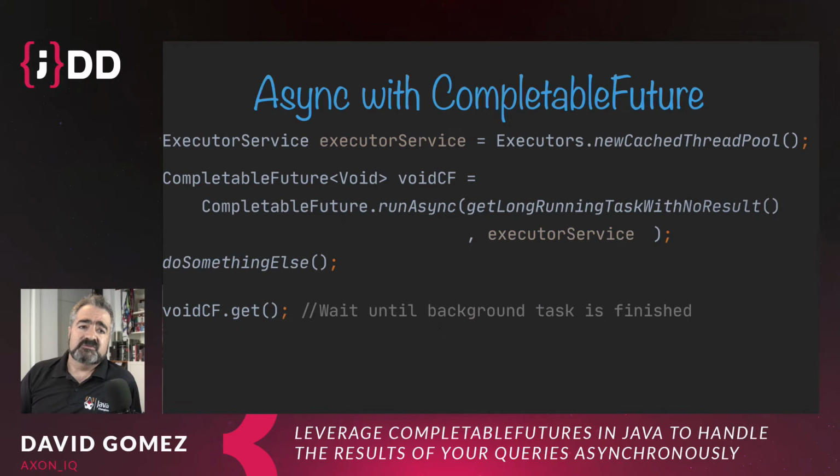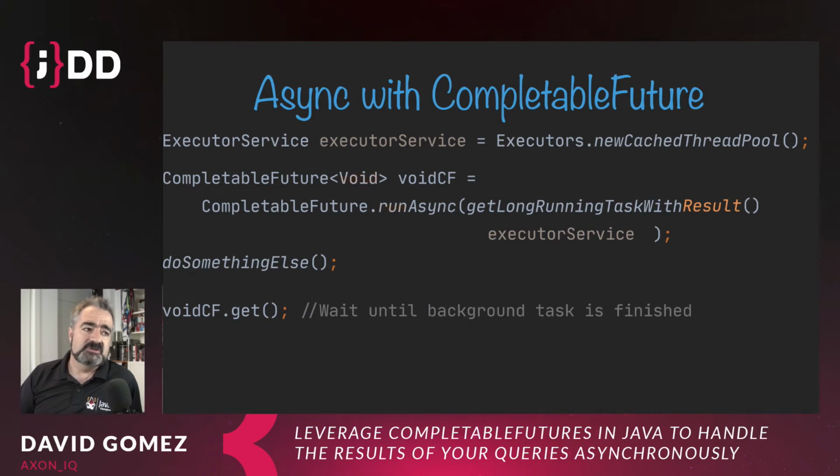But what if we have some task that returns a certain result and we're interested in that? In this case, our task won't be a runnable, it will be a callable, a long-running task that returns a result. And in this case, we cannot use the run async method.